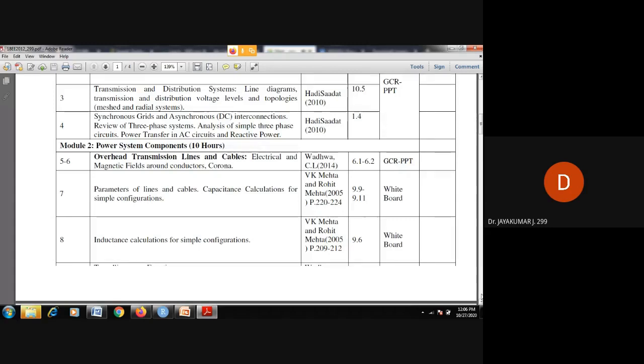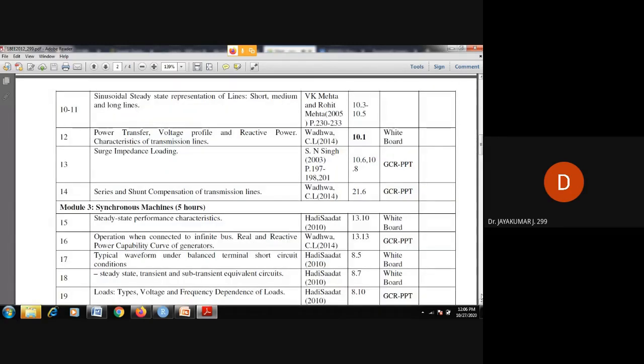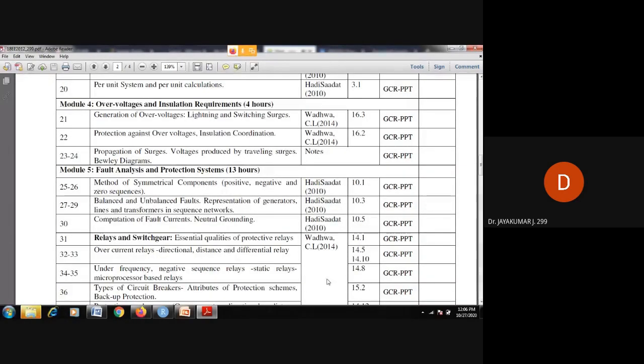I mean, from the GATE point of view, right? You may have some 1 or 2 problems from unit number 2 that we will cover in the later part of our class. We will finish the syllabus first, then after that, I will spend some time.